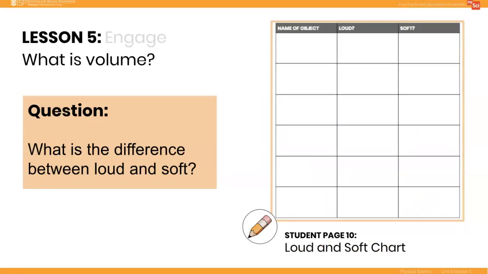In the engage portion of this lesson, you're going to ask students, what is the difference between loud and soft sounds? Ask students to brainstorm ideas about what loud sounds are and what soft sounds are. As a class, you'll fill out the loud and soft chart handout found in the student journal. Choose 6 different objects and have the students test to see if these sounds are loud or soft.